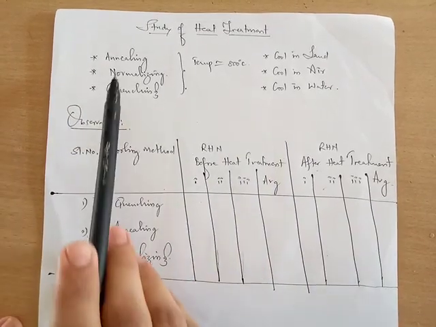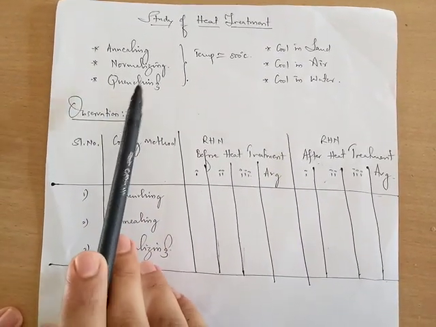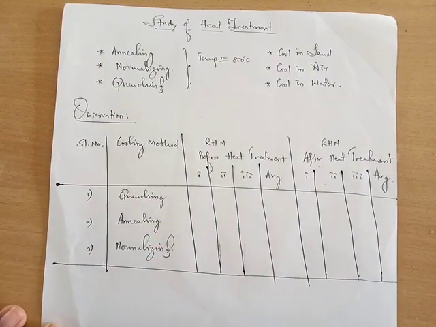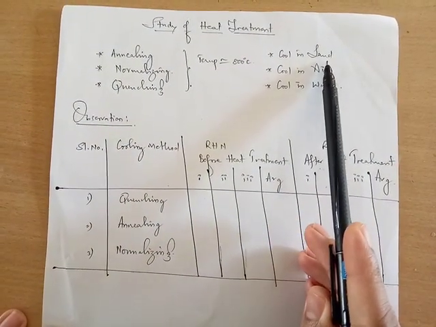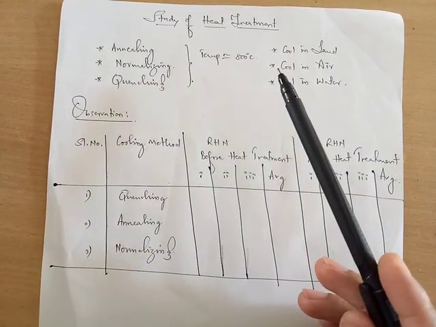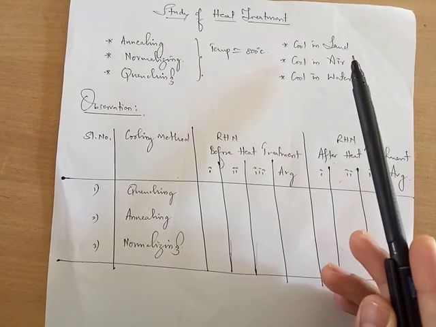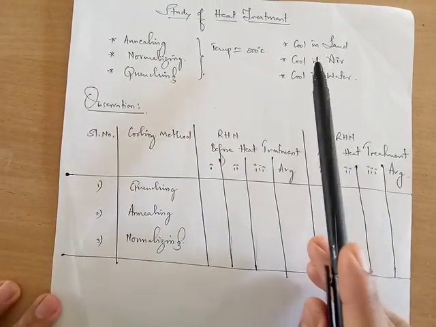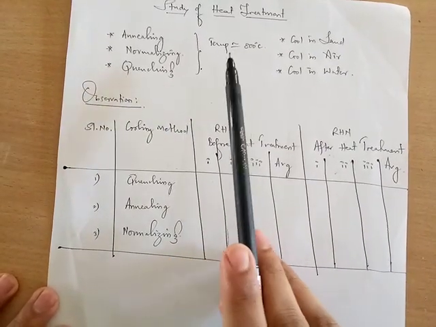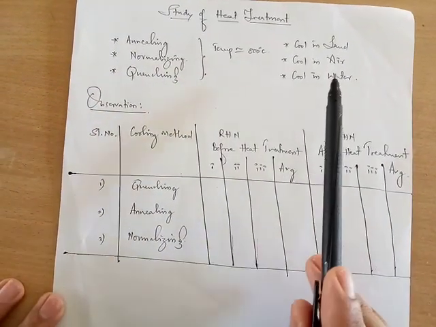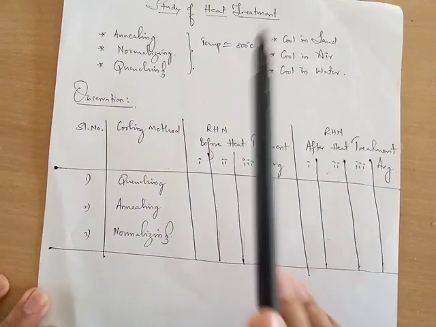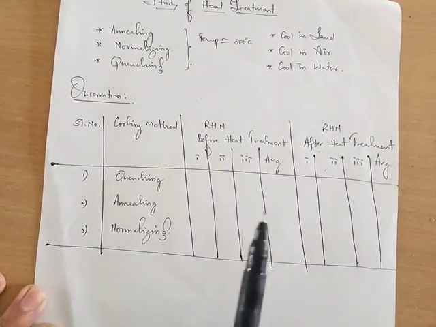Then what are the differences between annealing, normalizing and quenching? In annealing also we will be heating it up to 800 degrees Celsius, and then we will be cooling it in sand. The cooling is done by immersing the heated workpiece into the sand, whereas in normalizing the cooling is done directly in normal air, whereas in quenching we heat the workpiece up to 800 degrees Celsius and then cool it in water. The resulting hardness in each of these three cases will be different.